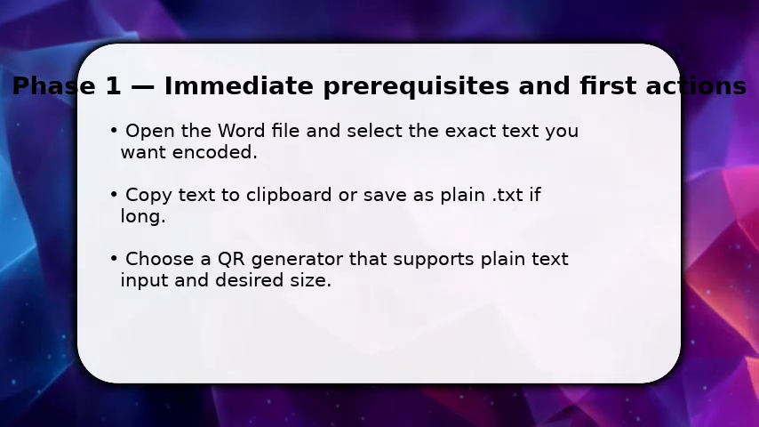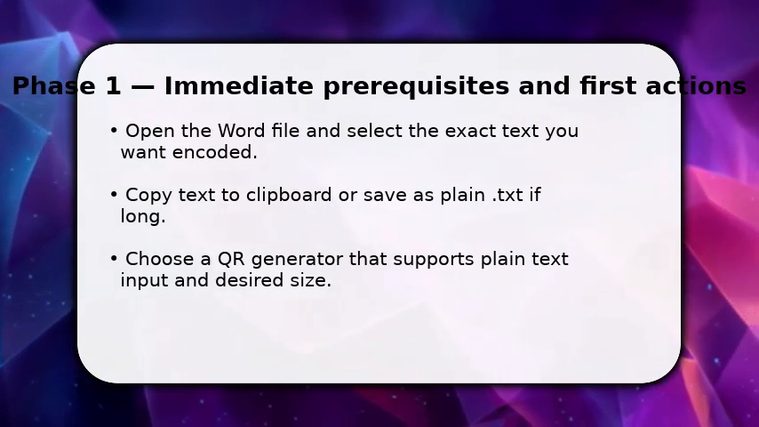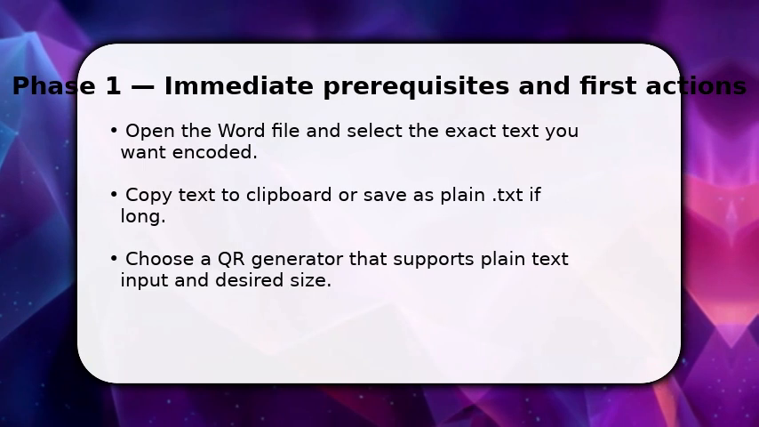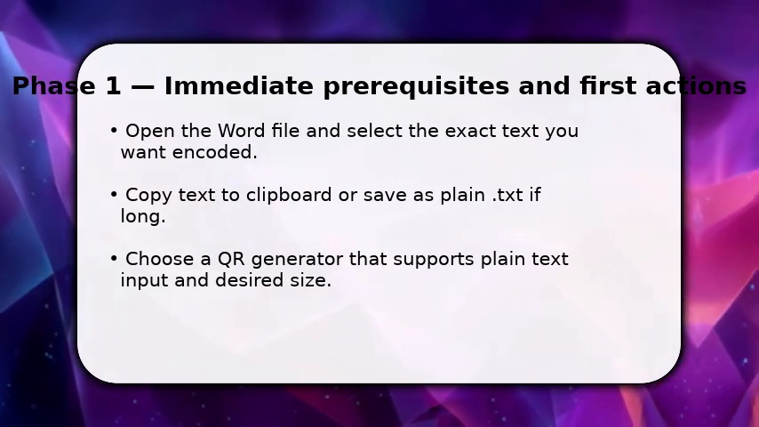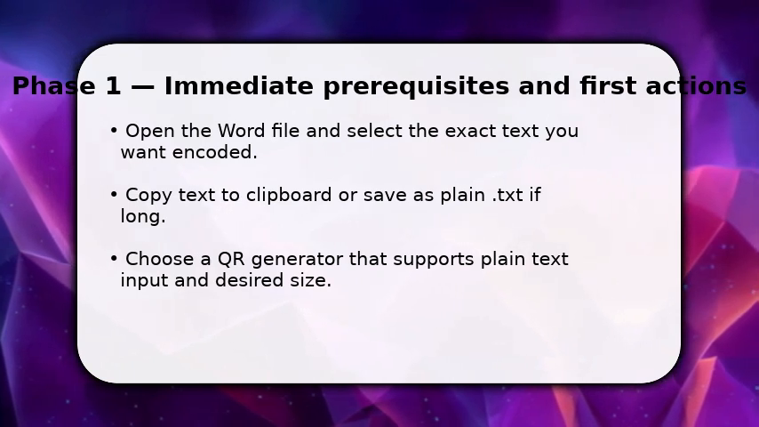You already have your Word file, now act. Select the exact paragraph or phrase you want encoded, then copy it. Once done, make sure the text contains no extra line breaks or hidden formatting. Paste to a plain text editor if necessary.